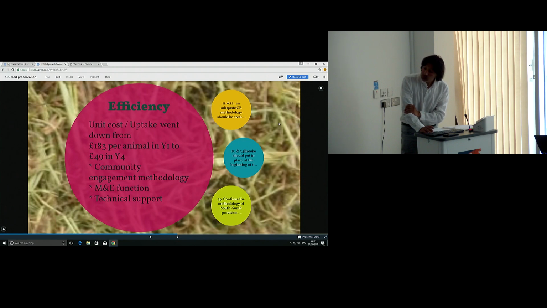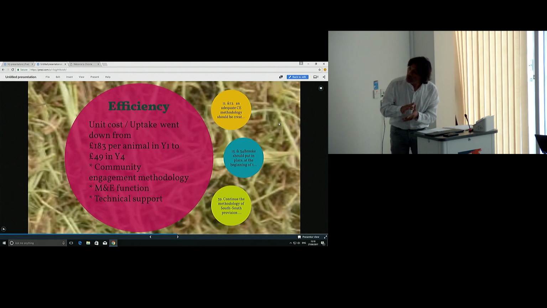Efficiency. That's where the evaluators couldn't find information. There was an issue in terms of the budgets, how we manage money, how we spend the money, how we record the activities, and whether activities match a budget. So they couldn't do a final assessment. They say that in the first year we spent 183 pounds per animal, and at the end of the fourth year we spent 49 pounds per animal.